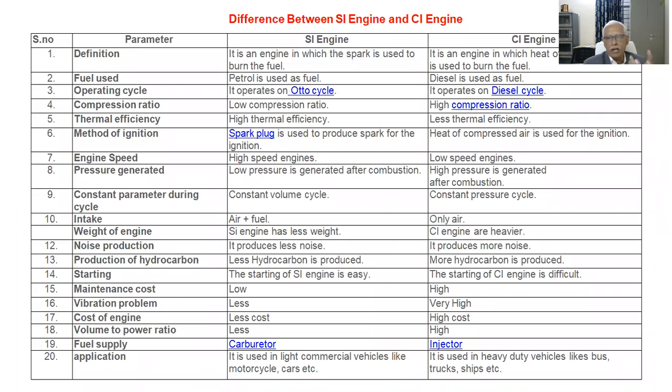These are the high-speed engines. Sorry, pressure. In the case of the SI engine, you have seen P2. P1 is the commencement of the compression stroke. P2 in the SI engine is definitely lower compared to the other engine, that is, the diesel engine.